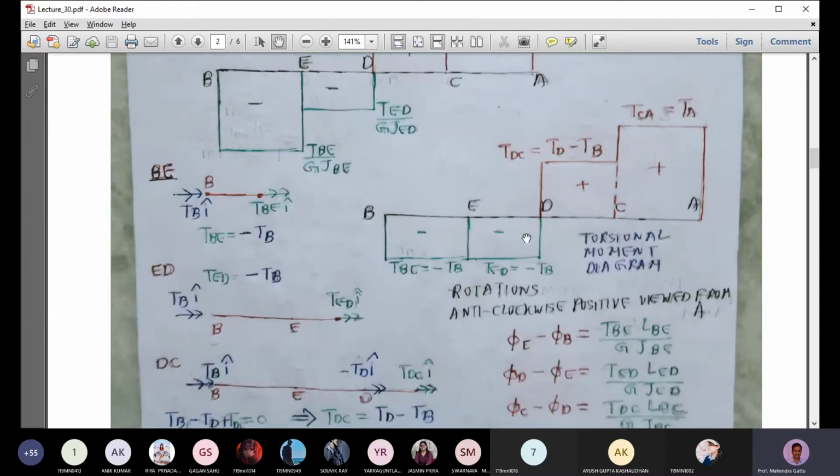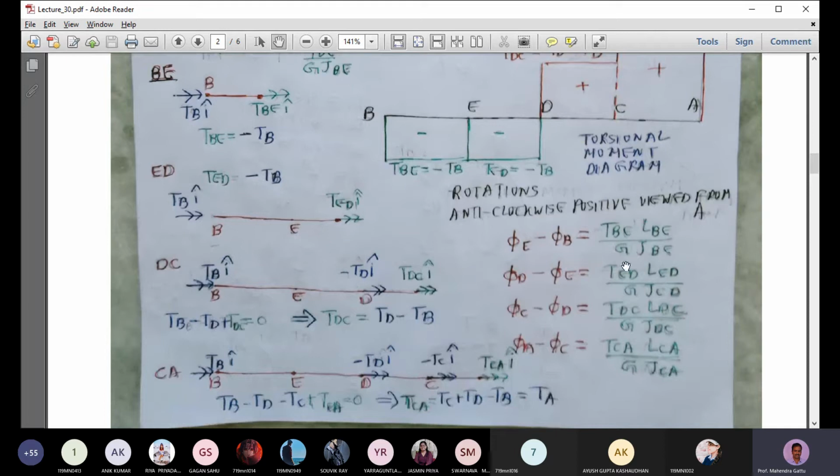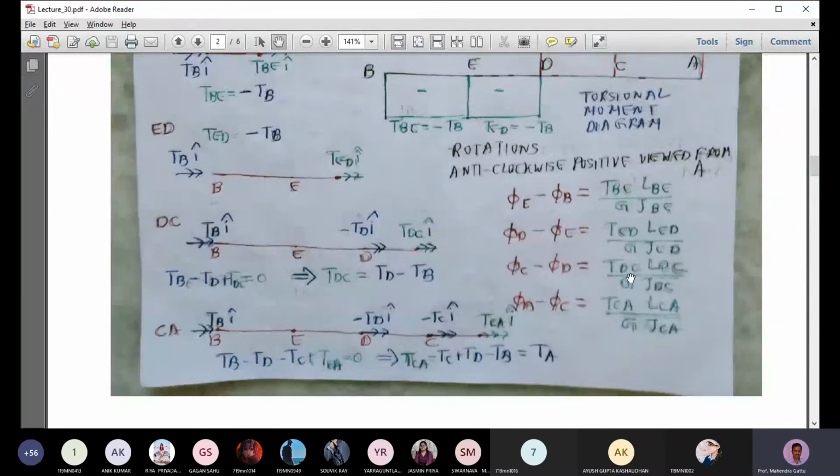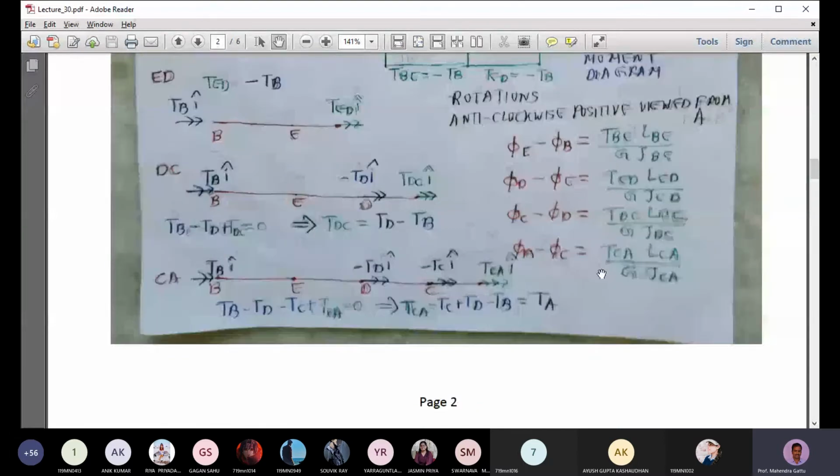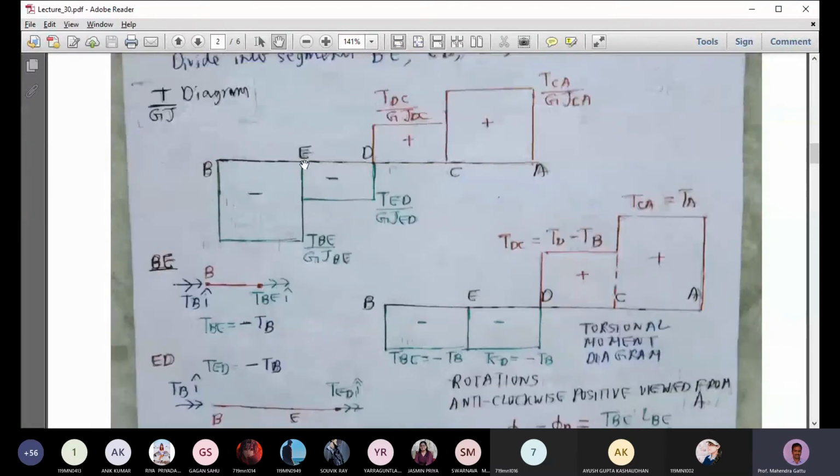Similarly, there will be a change phi D minus phi E. We can just apply the formula TL by GJ: T for the ED portion, L for the ED portion, G is the same, and J for the ED portion. Similarly, phi C minus phi D will be TDC LDC by GJDC, and phi A minus phi C will be TCA LCA by GJCA. So these are the differences in the twist produced at B and E, E and D, D and C, and C and A.